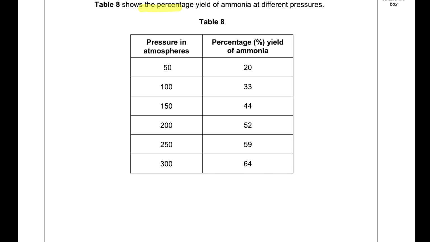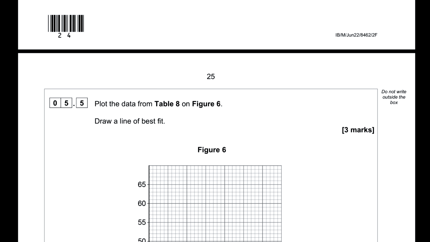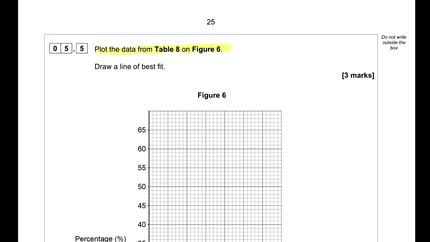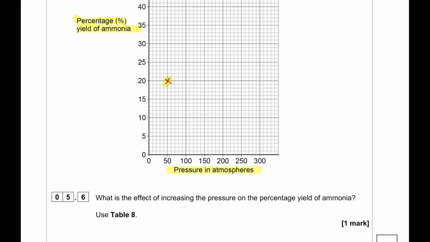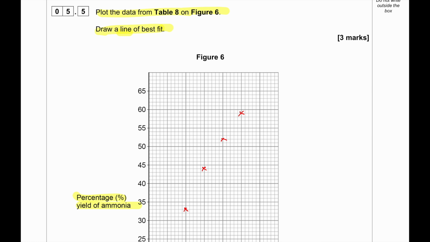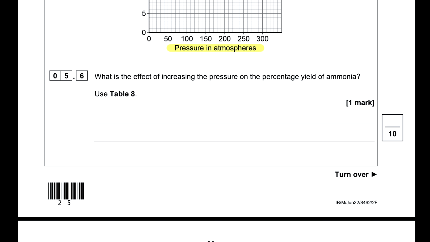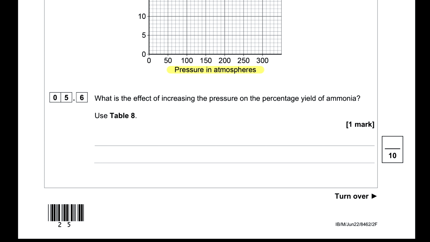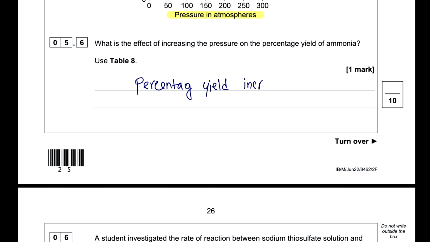Figure 8 shows the percentage yield of ammonia at different pressures. You can see as the pressure increases, the percentage yield also increases. 200 atmospheres is the pressure that we use in industry. Plot the data in table 8 on figure 6. What is the effect of increasing pressure on the percentage yield of ammonia? Percentage yield increases as we keep increasing the pressure.